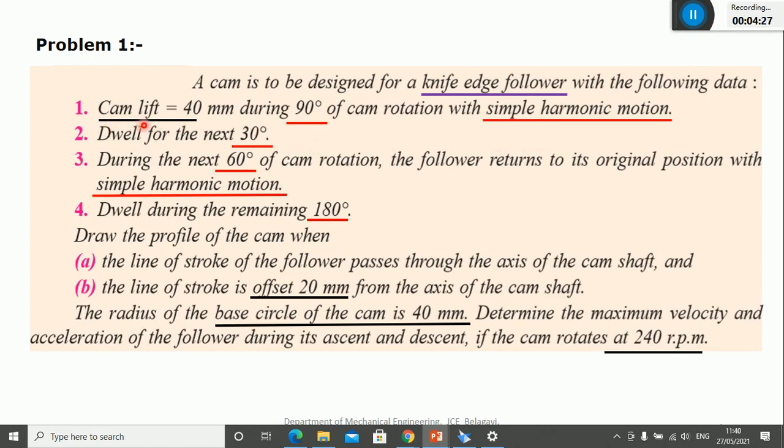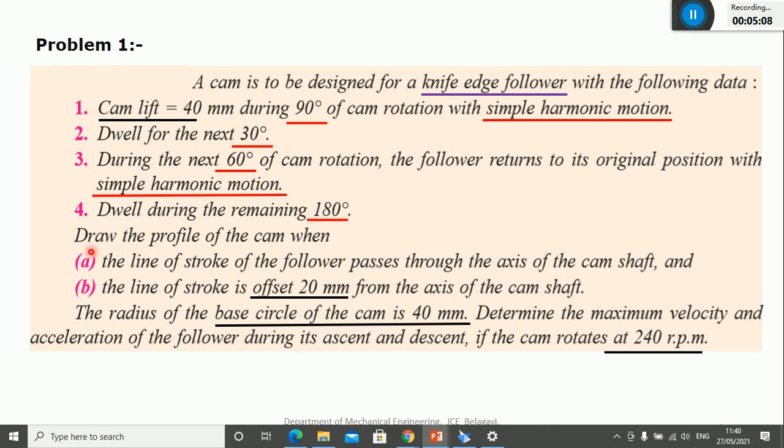The cam lift is nothing but the distance traveled by the follower, indicated by the alphabet S. That is the displacement of the follower. It is given as 40 mm during 90 degrees of cam rotation with simple harmonic motion. This is also very important. The second angle is a dwell for the next 30 degrees. The third data is during the next 60 degrees of cam rotation, the follower returns to its original position with simple harmonic motion. Again the follower is moving in a downward direction with simple harmonic motion. After that, again there is a dwell during the remaining 180 degrees.